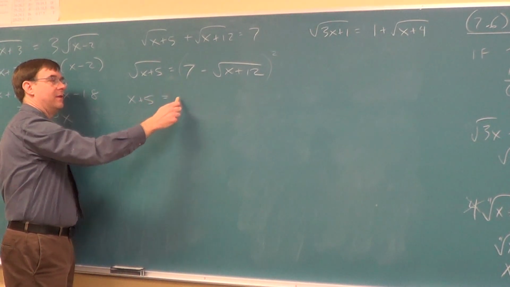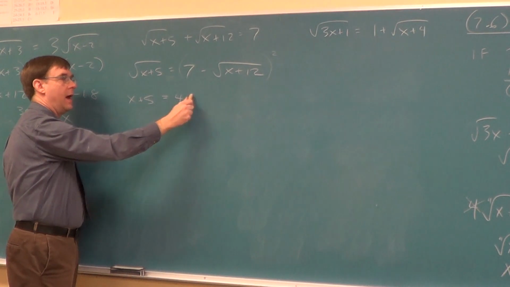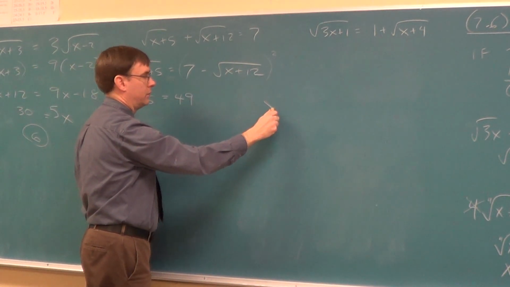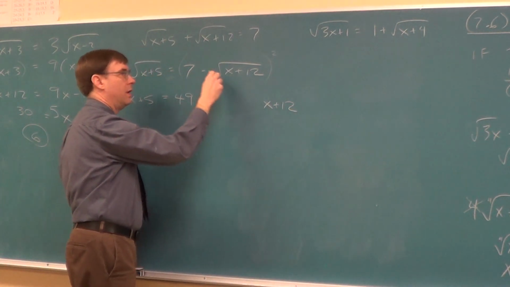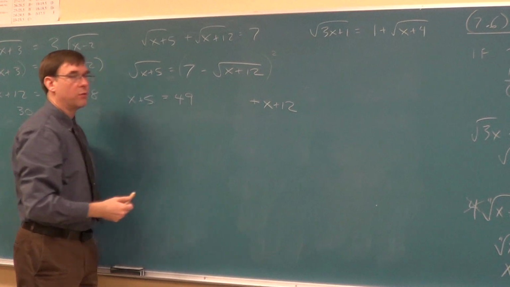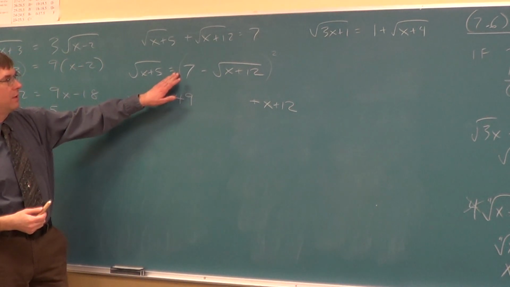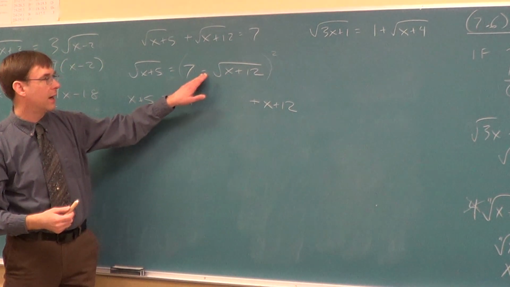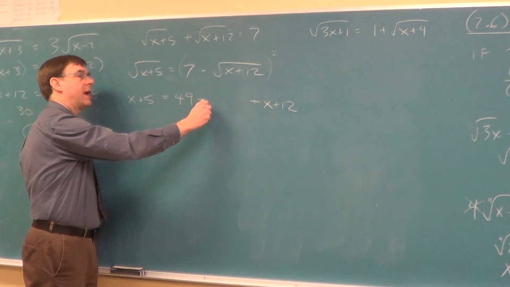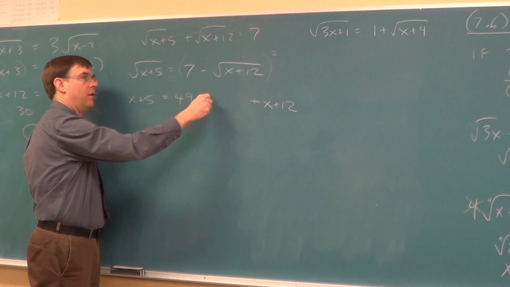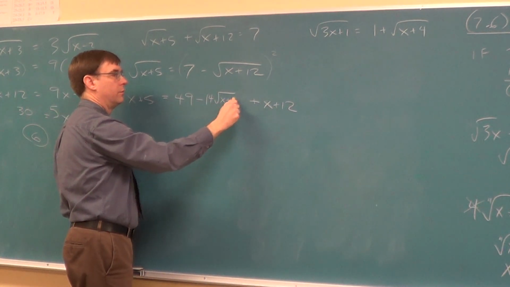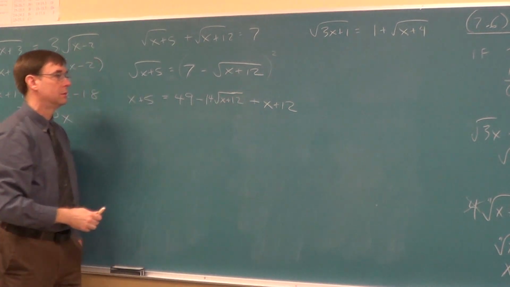So 7 times 7 is not bad, 49. The root times itself is not bad, just x plus 12. Negative times itself would make that positive. But if we're FOILing this out, 7 would multiply this root and be negative, and it would have a twin. There'd be 2 of those. So we'd have negative, not 7s, but 14 of this root. And that got messy.